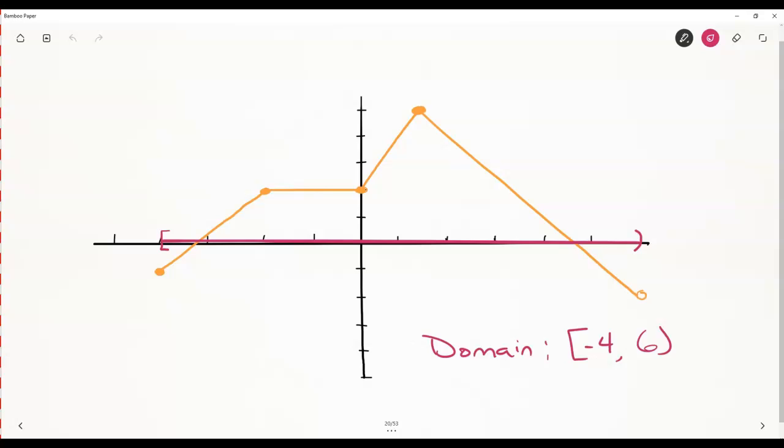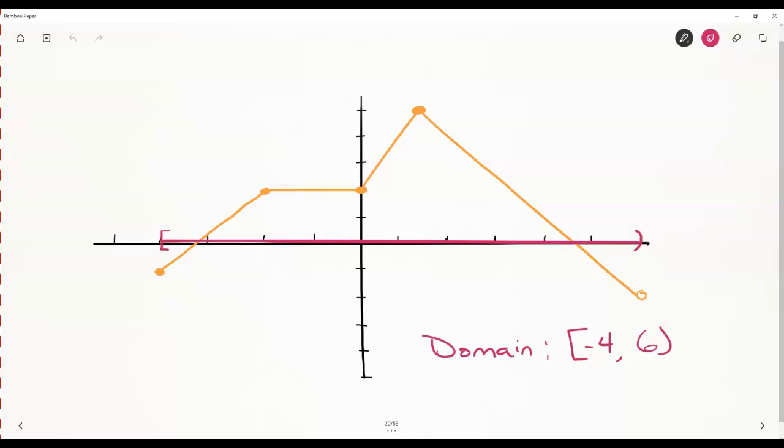Now to do the range, it's exactly the same thing we just did for domain. But instead of going from the left to the right, we're going to start at the bottom and work our way up. Notice that this graph, the lowest point on this graph, looks like it would be right here. But this point doesn't really exist. So this point is really, I intended it for it to be -2 on this, for this open circle.